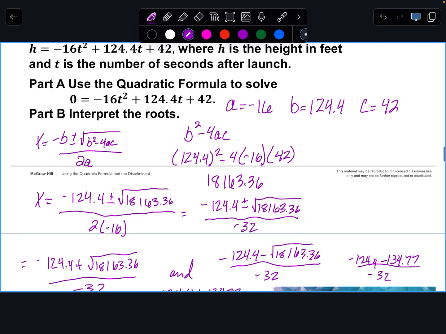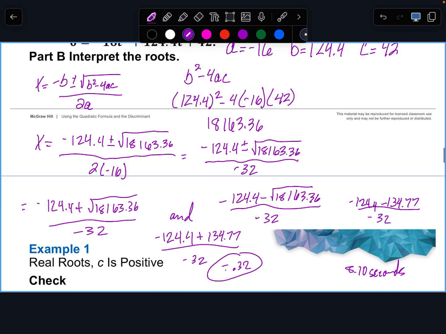So our answer of negative 0.32, that's not going to be valid. That's not going to be useful at all to this problem because we can't have a negative time, okay? Now, the 8.10 seconds, what that tells me is how long it's going to take for that pumpkin to hit the ground. So it's going to be in the air for 8.10 seconds, or actually 8.0991. That's how long it'll be in the air for.